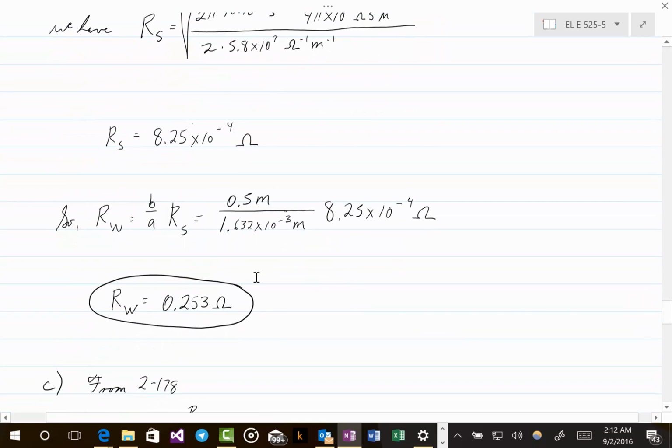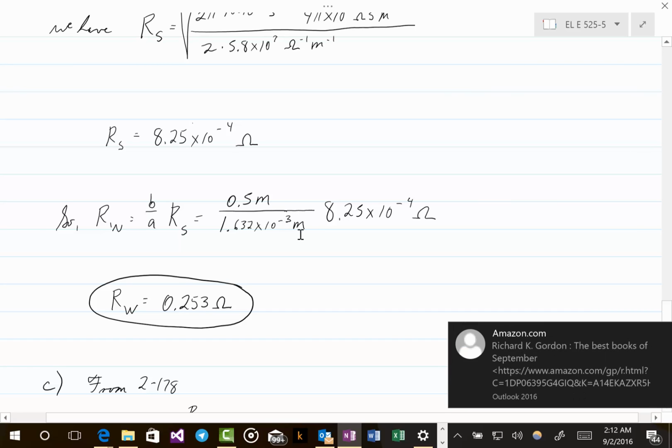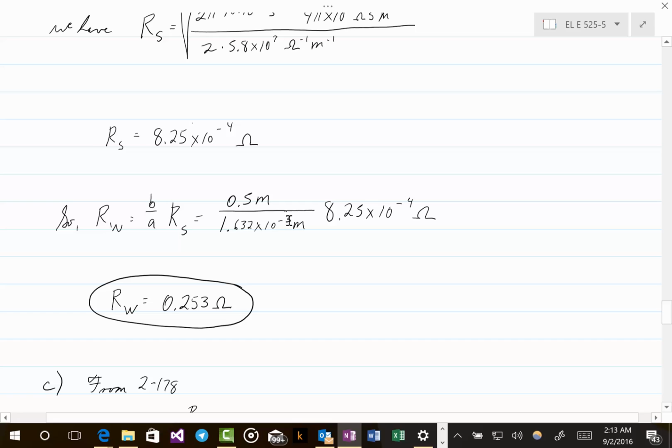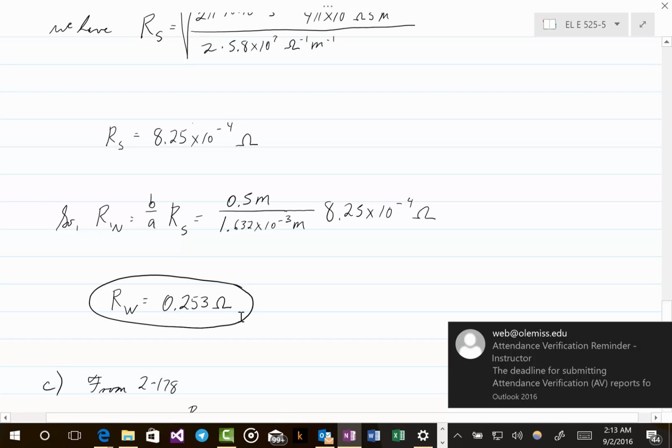And now that we have the surface resistance, we're ready to finally calculate this ohmic resistance, R sub W. And the formula for that again is B over A times RS, where B is the loop radius, A is the wire radius, and RS is the surface resistance. So we have 0.5 meters for the loop radius, 1.632 times 10 to the minus 3 meters. Remember, that was 1.632 millimeters for A, but since we have meters in the top, we want to put A in terms of meters as well. So 1.632 times 10 to the minus 3 meters. Again, I just emphasize it really is important for you to carry along your units. And then RS, we've just calculated, is 8.24 times 10 to the minus 4 ohms. And when you do this calculation, you get that the ohmic resistance is 0.253 ohms.